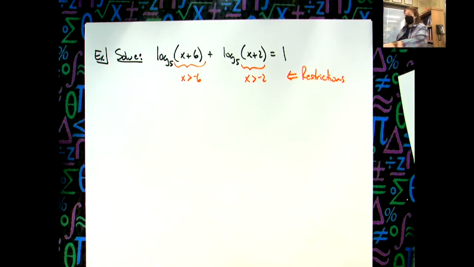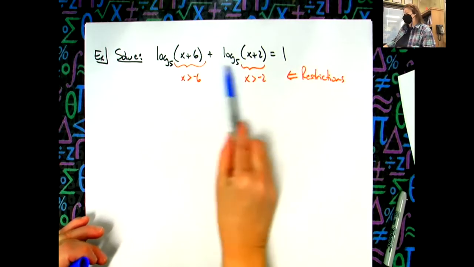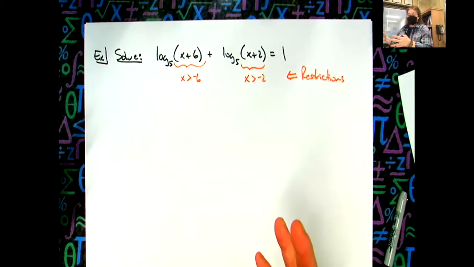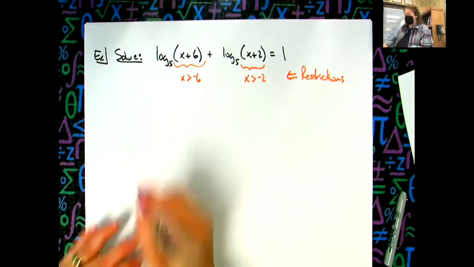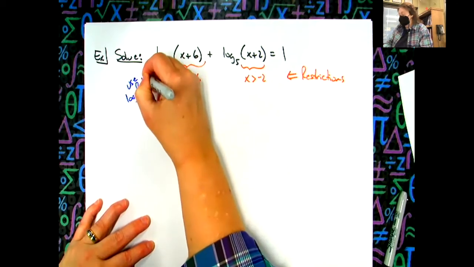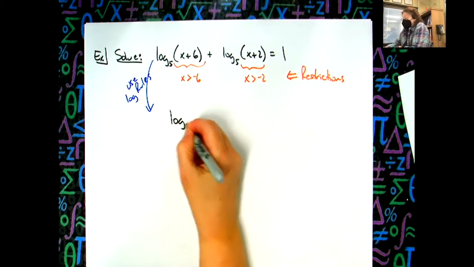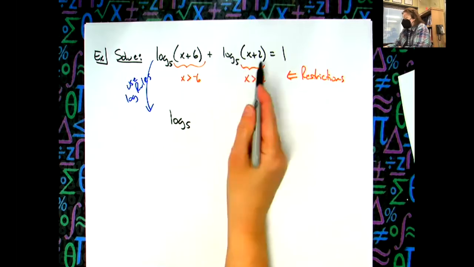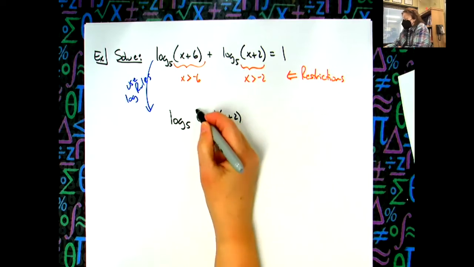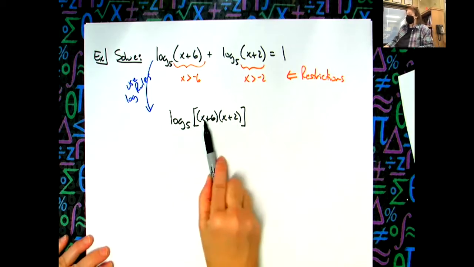Now, what I'm going to do here, we learned one of our log properties. When we see two logs, same base, and we're adding, we can compress that into a single log. So when we add, it means to multiply. Here, I'm going to use my log rules and compress that into a single log. So I'm going to have the log with a base 5 there, and I'm going to show those two things multiplied together: x plus 6, x plus 2. And if you want those square brackets around there, that's maybe a good idea. Say you're taking the log of this entire expression.